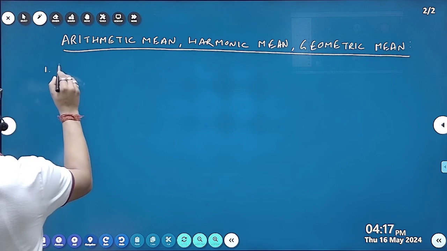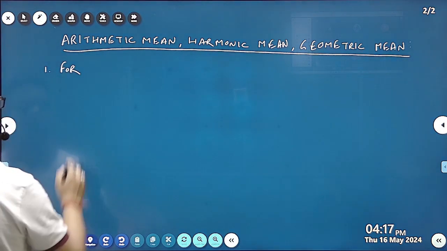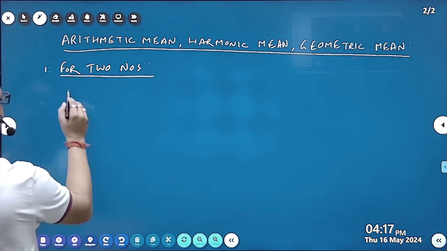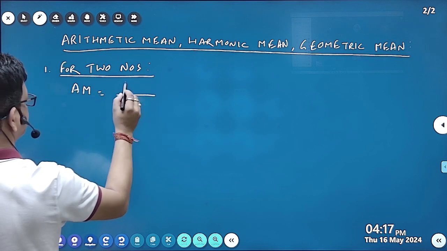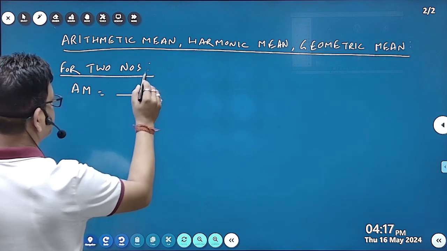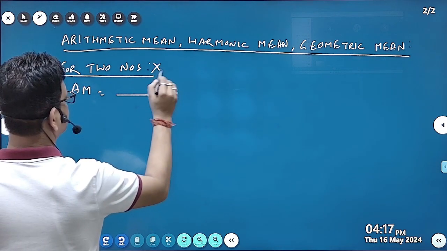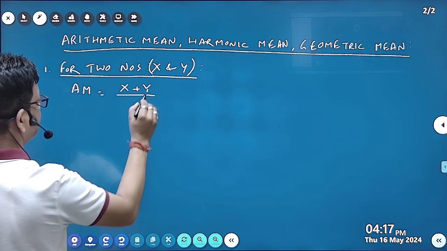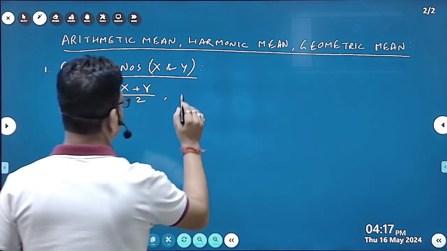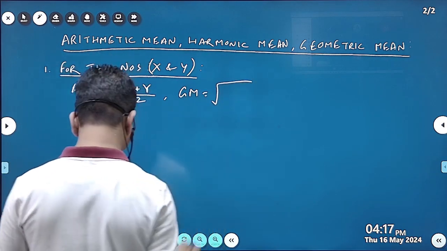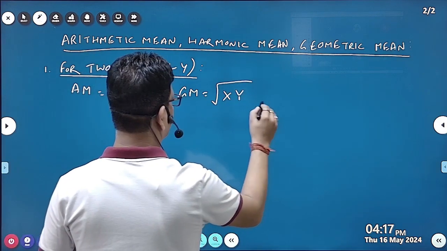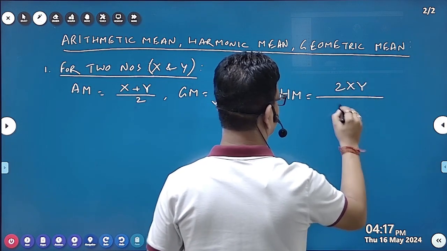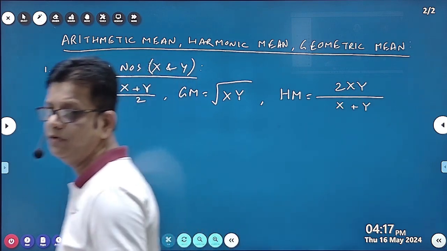Number one, if there are only two numbers, suppose two numbers x and y. The arithmetic mean is very simple: (x plus y) by 2. The geometric mean will be the square root of x into y, and the harmonic mean is twice xy divided by (x plus y). So this is the direct formula to get the three different types of means.